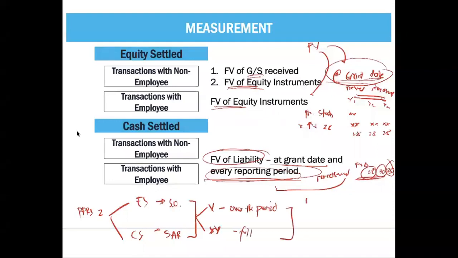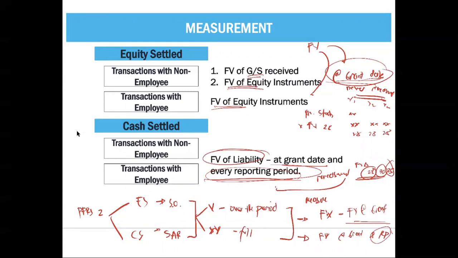So the question is, how do you measure it? For equity settled, it is fixed based on the fair value at grant date, while your cash settled is measured based on the fair value at grant date and every reporting period. So this one is remeasured, this one is not remeasured. So those are the rules that you need to take note of in share-based payment.